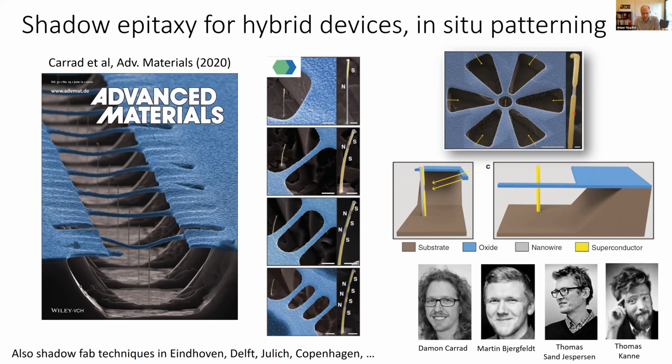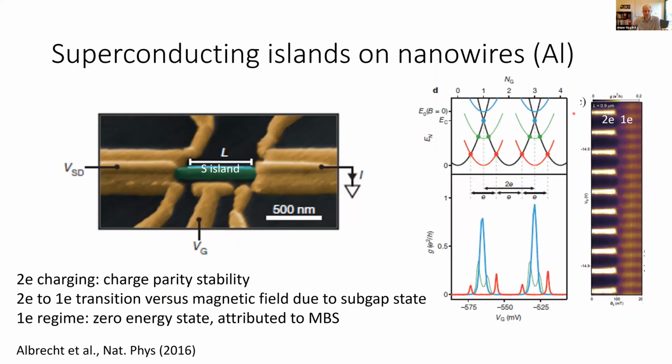And also to demonstrate that, I'll just need to remind some of you about what you may see if you form a superconducting island on a nanowire. This is one of the papers shown in the first lecture today by Shankar, with a superconducting proximitized island of the nanowire showing 2e to 1e transitions in charge Coulomb spectroscopy. With aluminum, one can see very nice, well-defined 2e charging of this superconducting island, showing parity conservation in the island during transport.